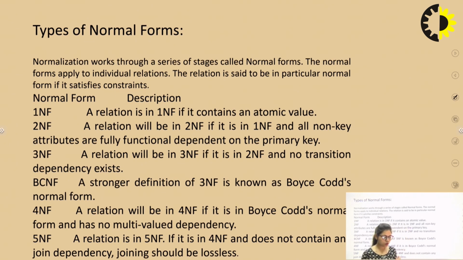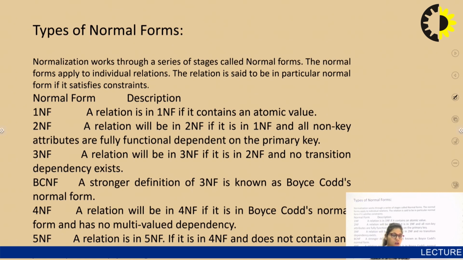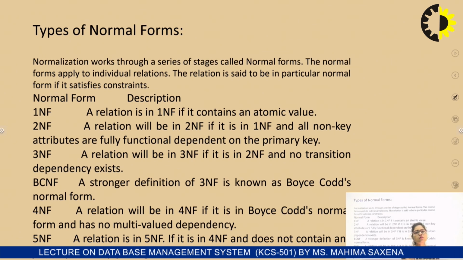Now, what is the meaning of atomic value? Suppose I have a student table. Atomic values are values that are single. Basically, in 1NF, multi-valued attributes are not allowed. If multi-valued attributes are present, then we need to remove them, and after that the table is in 1NF. This is called 1NF.